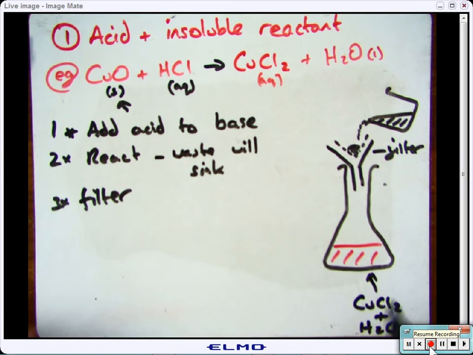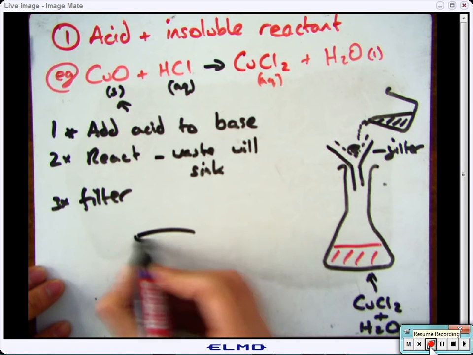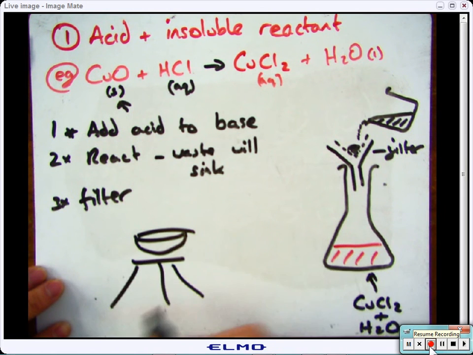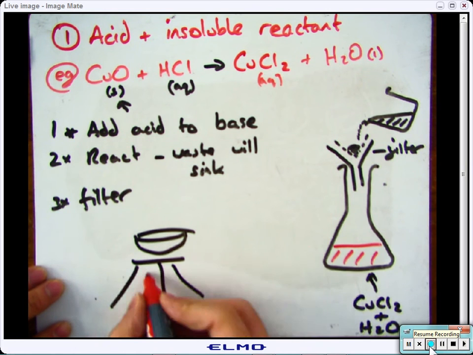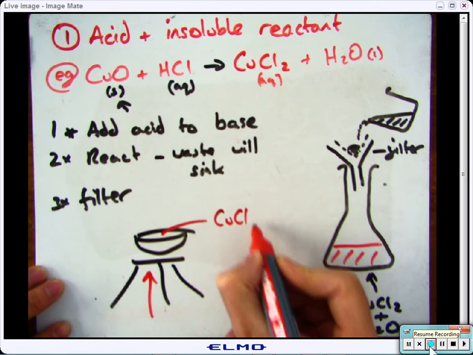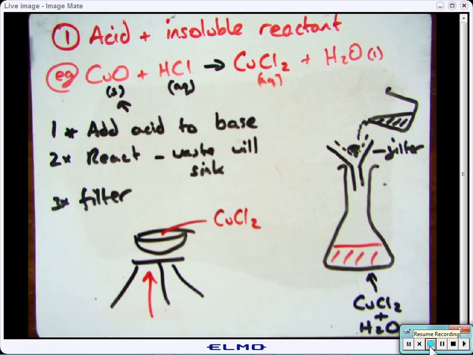Now if you wanted to collect the salt, the copper chloride itself, what you do is you then pop it into your evaporating basin and heat it gently. This will evaporate off the water and leave you with solid copper chloride.